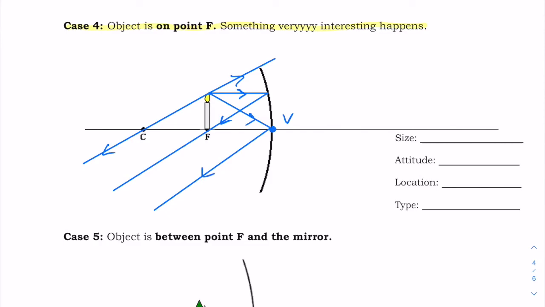You did not make a mistake. Notice that the rays of light don't cross. So in this case, something very interesting happens. Because the rays of light don't cross anywhere, no image is formed. And the reason for this is all of the reflected rays of light are parallel and never meet.